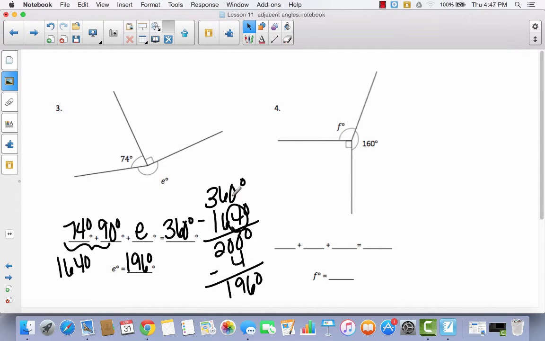Again, you could use regrouping to subtract. That is no problem. You could just come up here and say, okay, this is going to be a 5 and this is going to be a 10, and then you have to regroup or decompose again and make this a 5, but I promise you will still get 196 degrees.